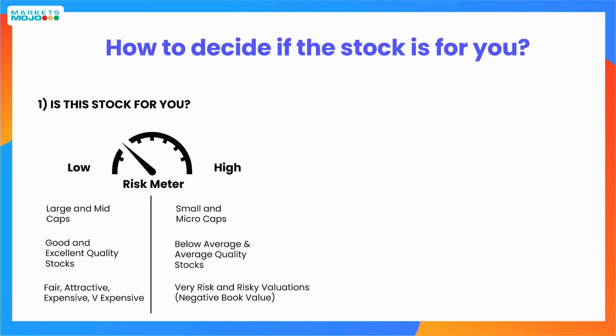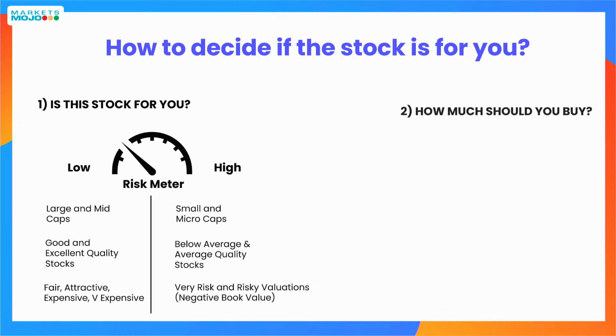The last one is on valuation, where every valuation parameter, fair, attractive, expensive, very expensive, any of it, falls under a slightly low risk. But we also classify very risky and risky valuation companies, which many of you must not have seen. In the bracket, I've written negative book value. Thus, the total liabilities are slightly greater than the total assets of the company. Now, let's not get into the technical. What I mean here is that if you find any company which is risky and very risky, you should understand that this is rating high on the risk meter.